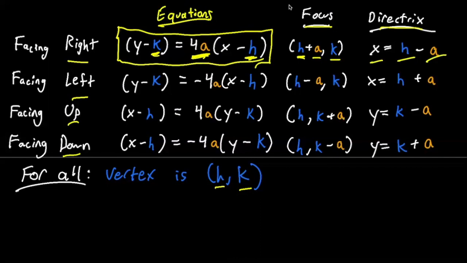And for all of these, they just switch it up a little bit. For example, when we're looking at up and down, on the left we have x minus h. The x's, notice, are always paired up with the h, and the y's are always paired up with the k. And for all of them, we have a positive or a negative for a as that coefficient in front. So let's take a look at an example given an equation identifying the focus and the directrix and the vertex.